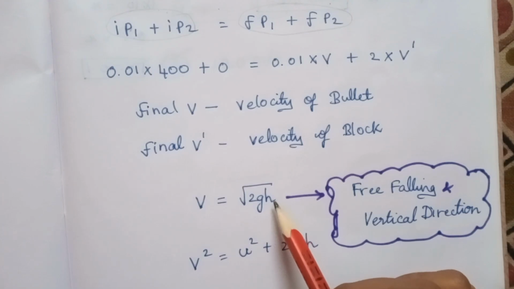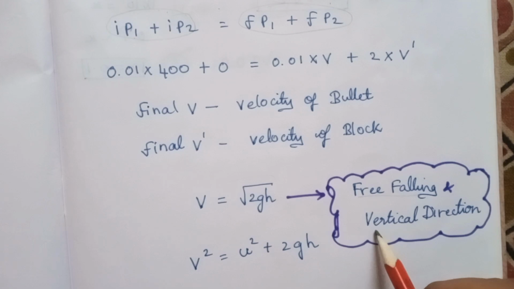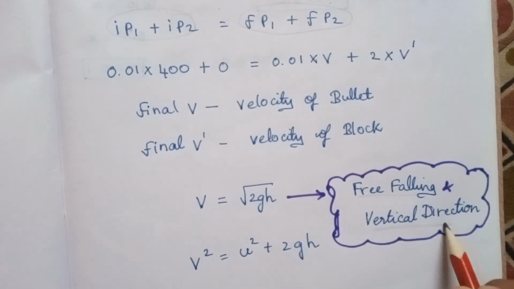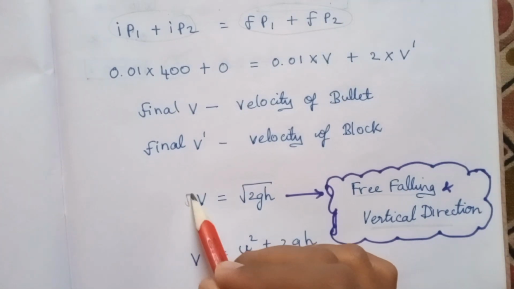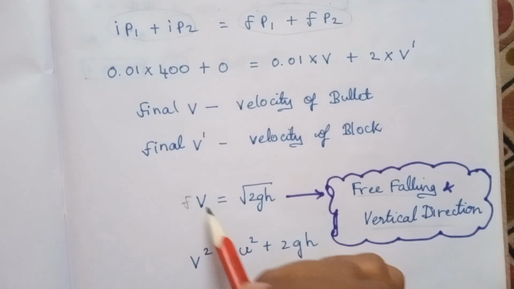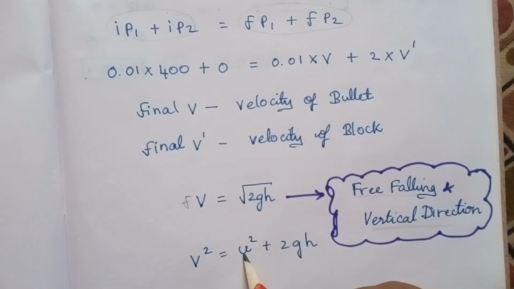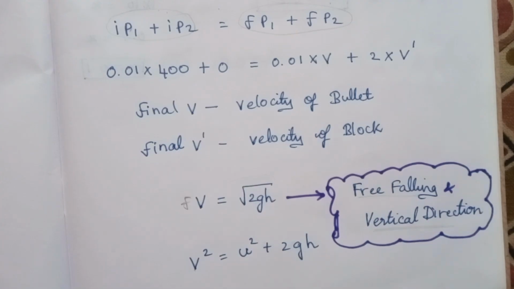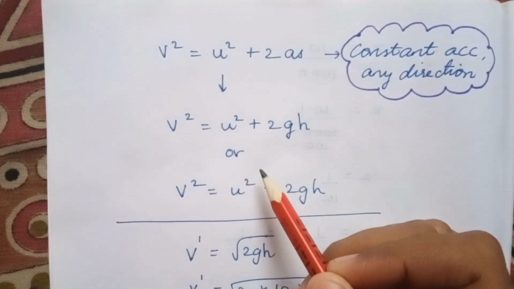In which case do we use this formula? When it is free falling and it should be in a vertical direction. It gives the final velocity. We also have to know about v square is equal to u square plus 2gh. In this formula, we can find the initial velocity as well as the final velocity. From this formula only, these two formulas have been derived.